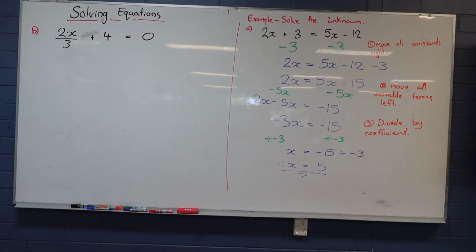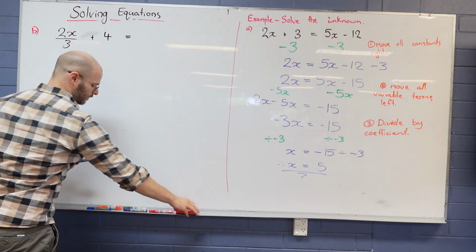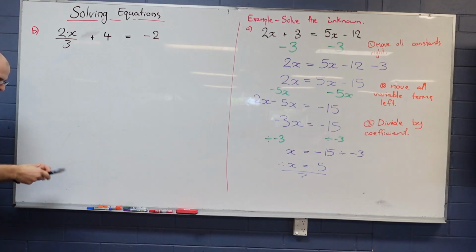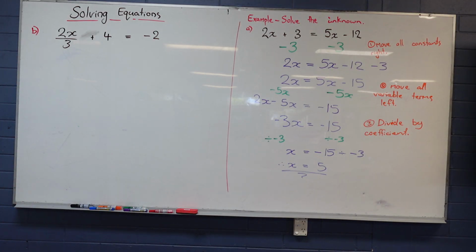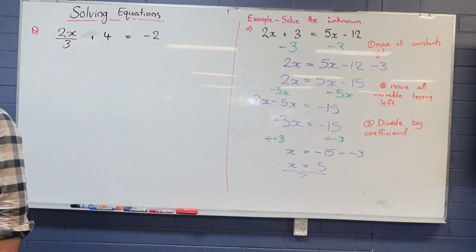Does anyone have an idea how this is different from the first one? Actually, I'm going to change this slightly, because I know this will give a misconception. This one, the complexity comes from there now being a fraction involved. Luckily for us, we can solve this using all the steps over here, but with one additional step.